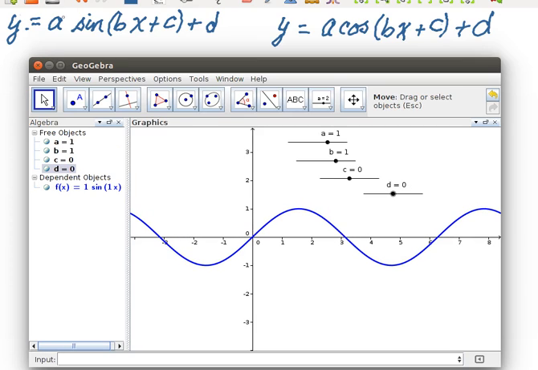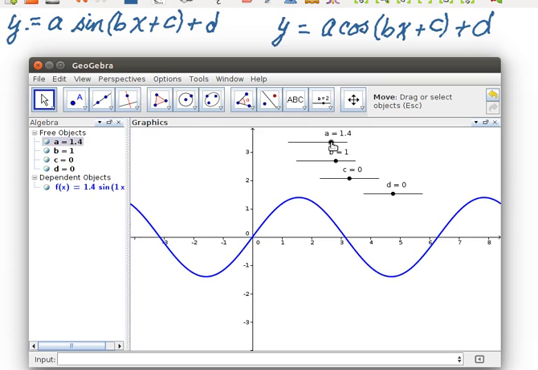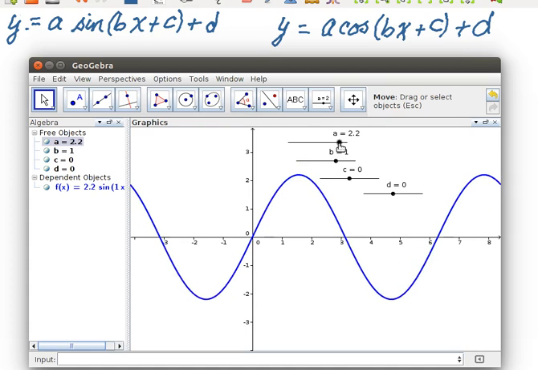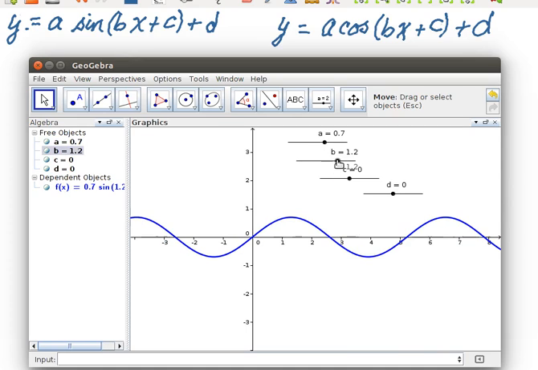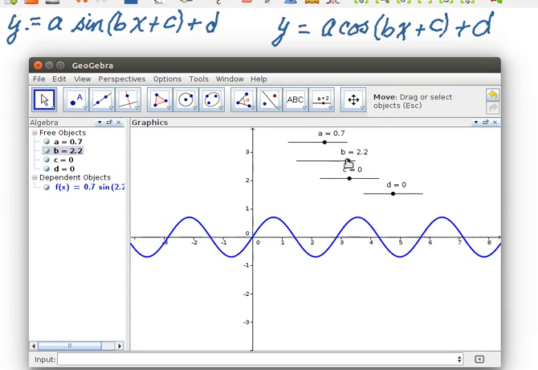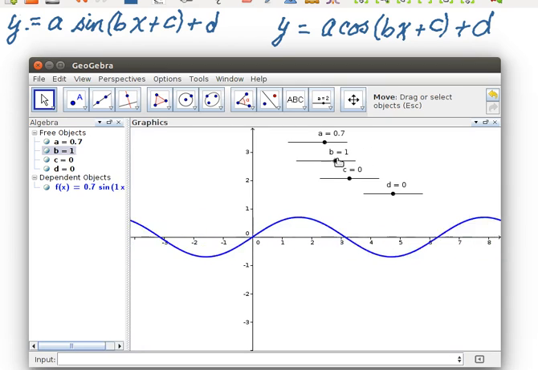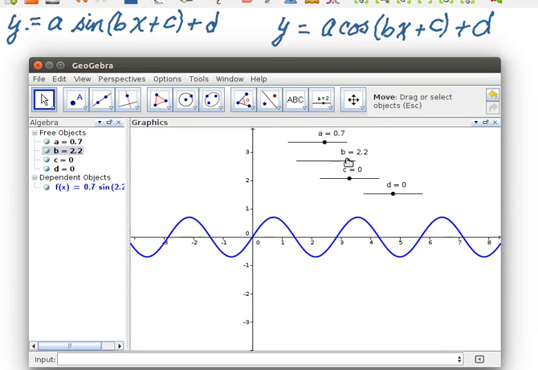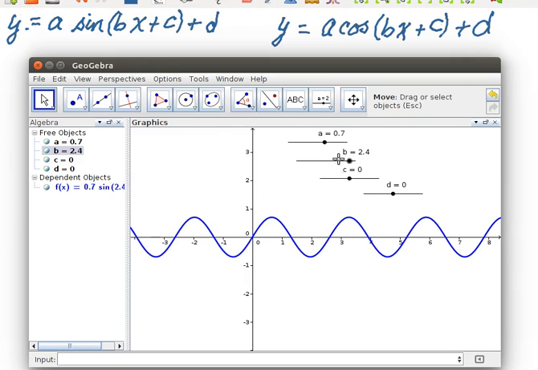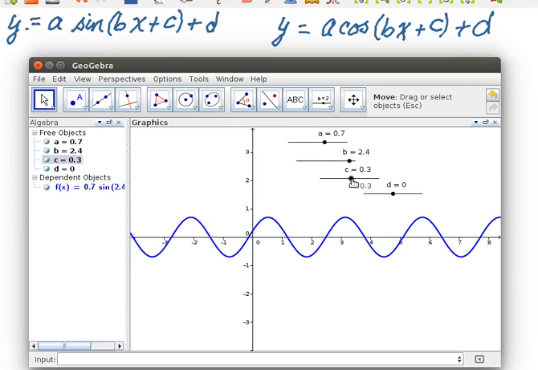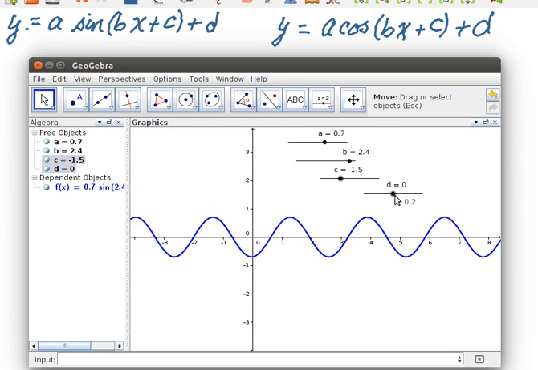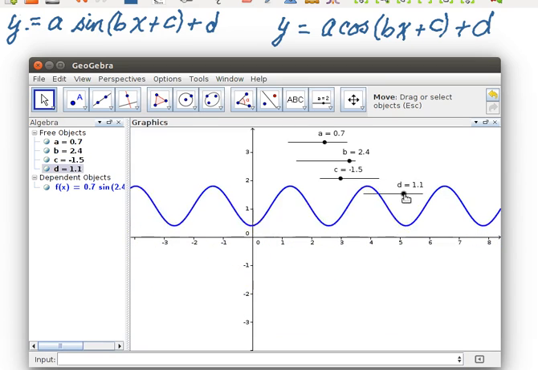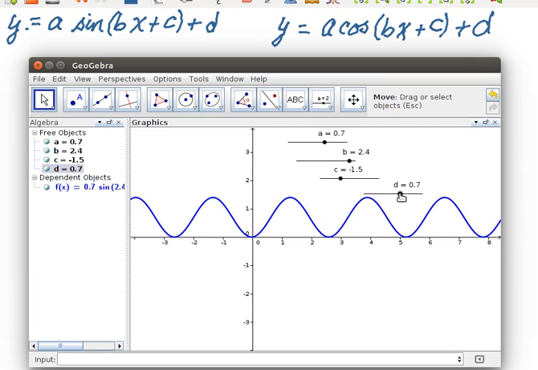The a value makes the graph bigger in the y direction. The b value makes the graph bigger in the x direction. It stretches it out or shrinks it up in the x direction, and it kind of does that in a counterintuitive way. The c value shifts the graph right or left, and the d value moves the graph up and down. Okay?